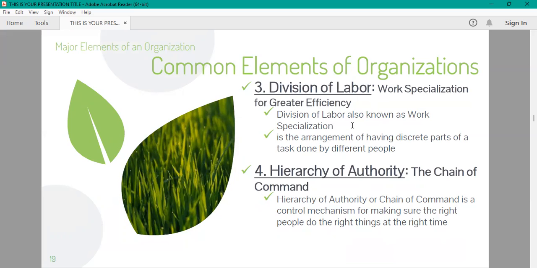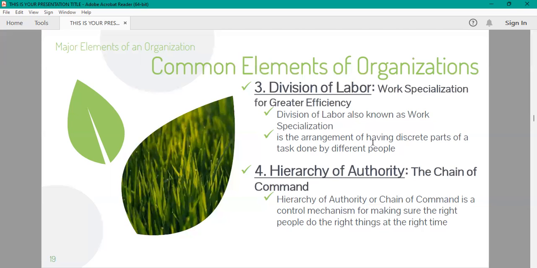Let's say for example, in a hospital we have many kinds of doctors. We have a doctor for surgery, a doctor for pediatrics for kids, OB-GYN and so on and so forth. So they have different specializations, different areas to look into, especially pediatrics. That is specialized for children, so parents who bring their sick kids go straight there. So something like that. You need to do division of labor for you to have greater efficiency so that your resources are not wasted and you can utilize your time.